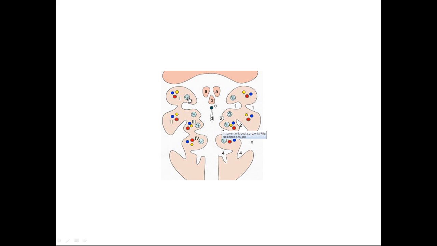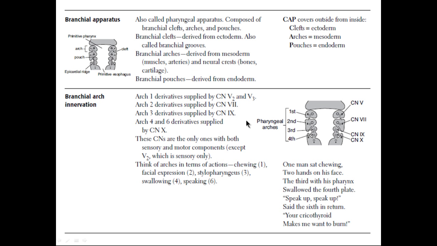And each arch is going to have a nerve, artery, vein, and cartilage associated with it. And here we can see there's a few little mnemonics here. Once again, here are the arches. The arches are the whole bulge here. The bulge is the arch. The indentations between arches on the outside are called clefts. On the inside are called pouches.